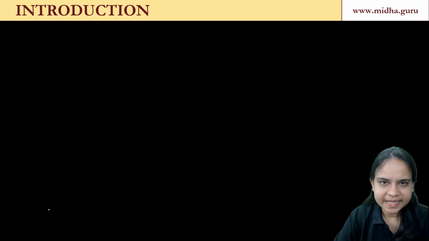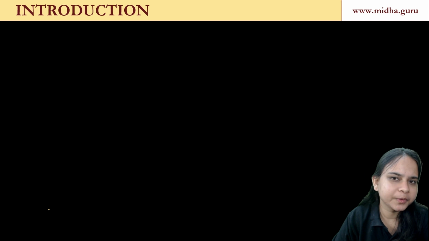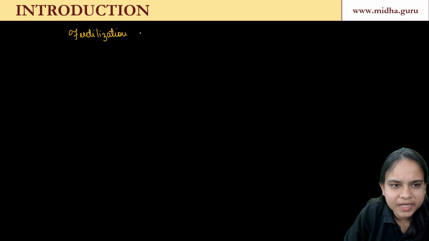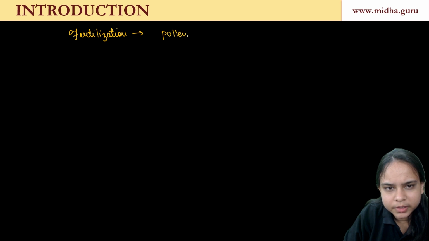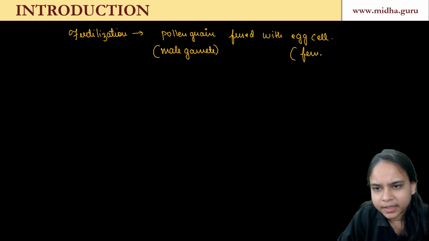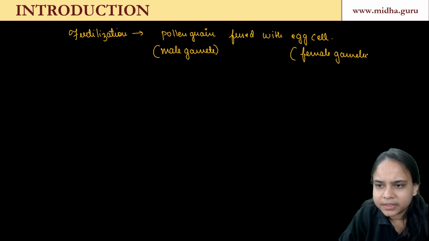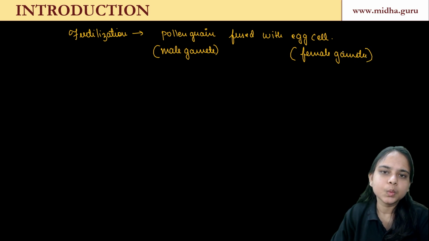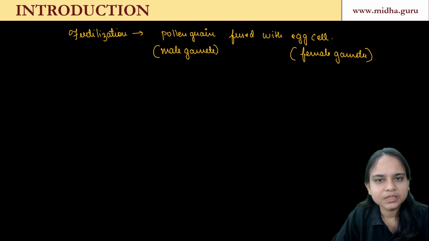Let's start with the process of fertilization first. We have already dealt with this topic in our previous videos, but still we can revise it once. So fertilization is what? Fertilization is the process where a pollen grain gets fused with the egg cell. Now, what is the pollen grain? Pollen grain is acting as a male gamete here, and egg cell is acting as a female gamete here. And what is a gamete? Gamete is a reproductive cell, which participates in the process of reproduction.